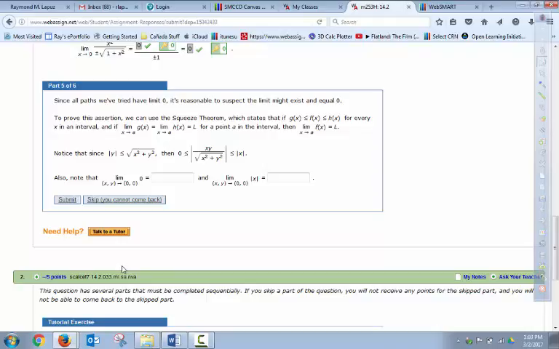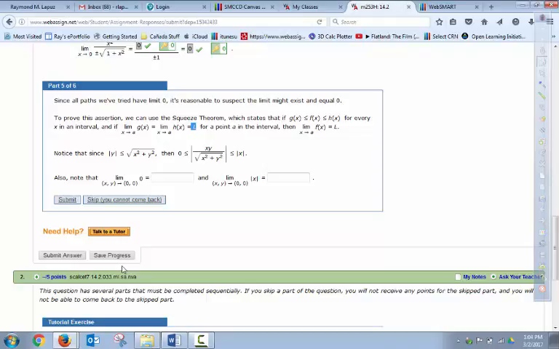Since all the paths we've tried are equal to 0, it's reasonable to suspect the limit might exist and is equal to 0. So to prove this assertion, we have to use the squeeze theorem. That's another theorem that you can use, which states that if you have 2 functions, g and h, and your function that you're looking at is always between g and h, and g has a limit that goes to 0, and h has a limit that goes to 0, then the limit for the middle function is going to get sandwiched in there.